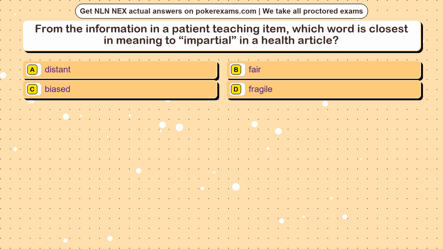Question 22. From the information in a patient teaching item, which word is closest in meaning to impartial in a health article? Option A, distant. Option B, fair. Option C, biased. Option D, fragile.